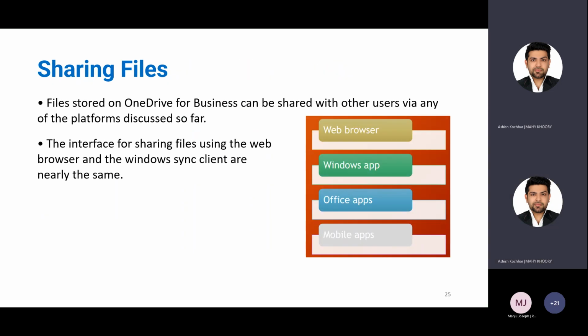So sharing files, how are you going to share files via OneDrive? There are different ways to share files: web browser, Windows app, Office app, and mobile apps. Files stored on OneDrive for Business can be shared with others via any of the platforms discussed so far. The interface for sharing files using the web browser and the Windows sync client are nearly the same. Whatever you see on OneDrive online, you will see in your File Explorer, in the OneDrive Windows client, because if you have already enabled the sync, there will be no difference.